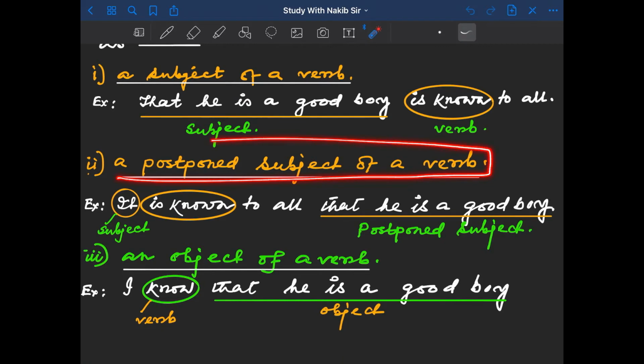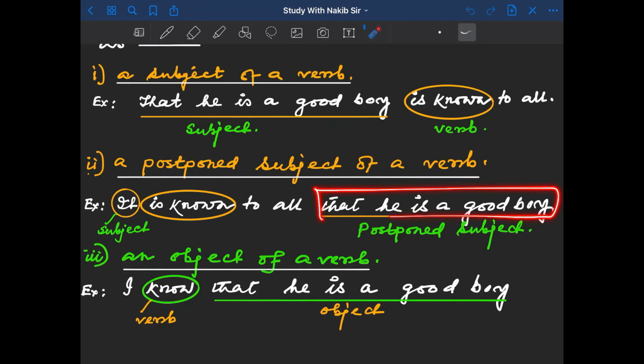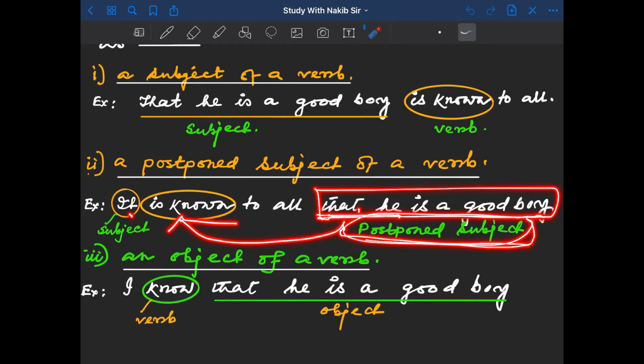Okay. Now number 2, a postponed subject of a verb. A noun clause is used as a postponed subject of a verb. So see the example. It is known to all that he is a good boy. It is the positional subject of the verb is known, but the actual subject is that he is a good boy, but this actual subject is removed from its place by this. For this it is called a postponed subject. So it is a subordinate noun clause working here as a postponed subject of the verb is known.